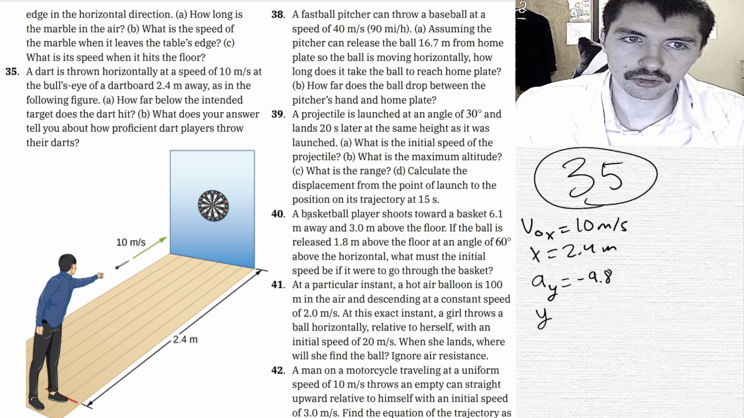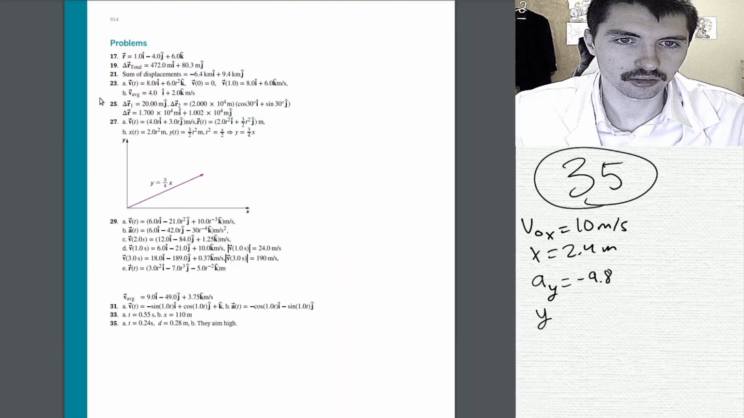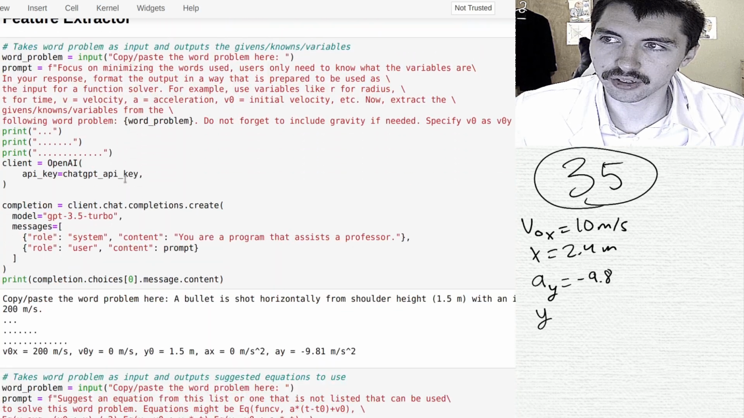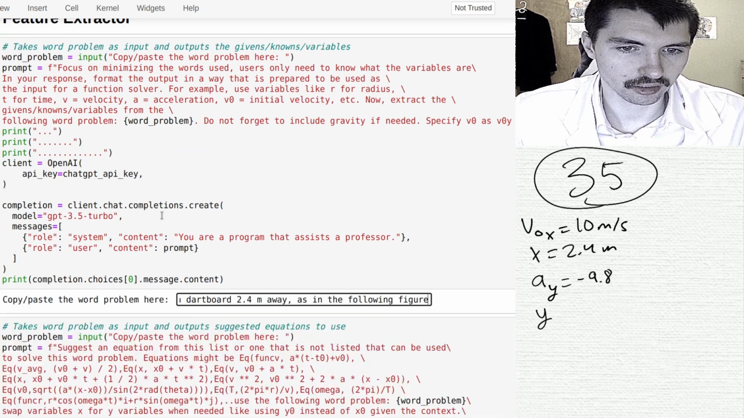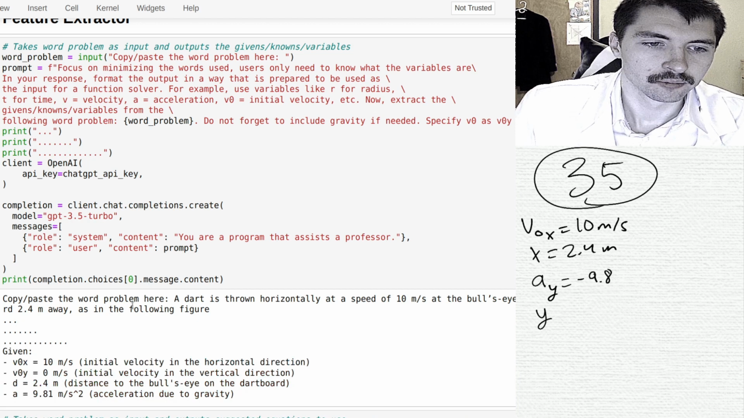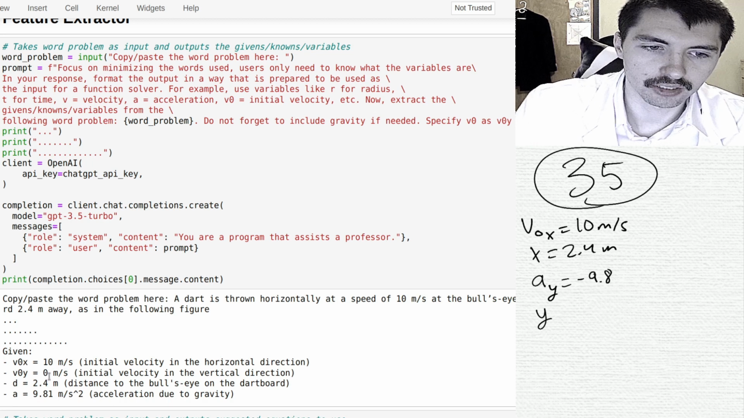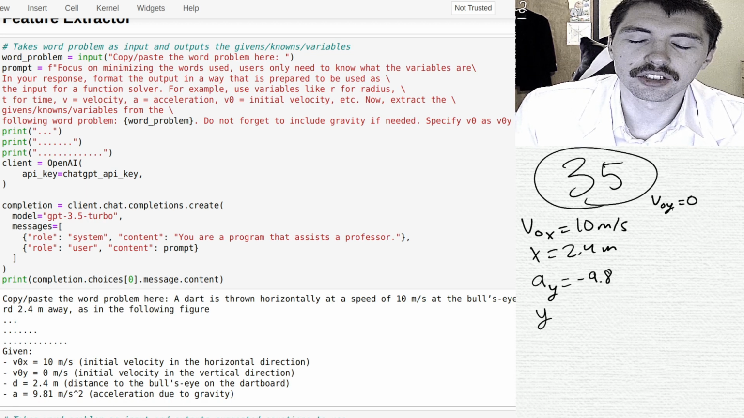Okay, so I do just want to check and see if this is just the three variables we're working with. So let me try. So they have V naught x 10. Okay, so they say V naught y is 0. So thinking about the velocity in y, it does kind of make sense.